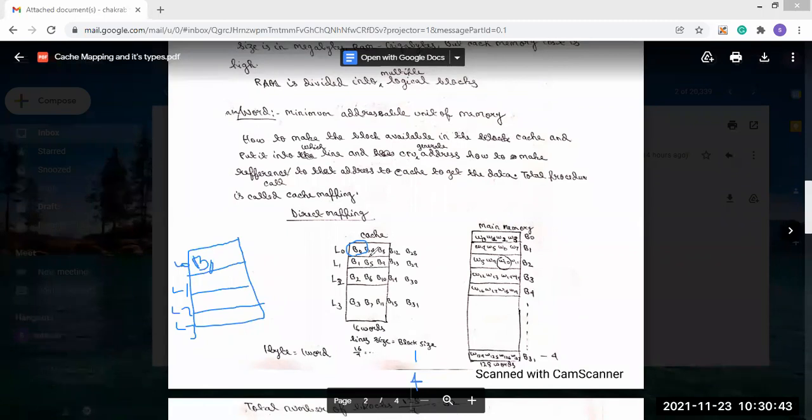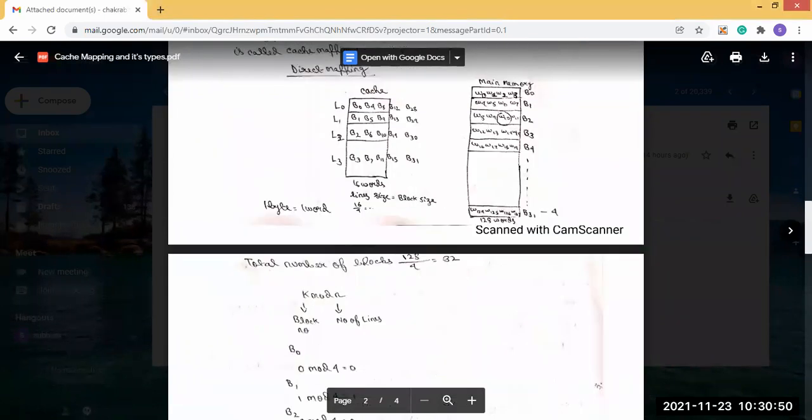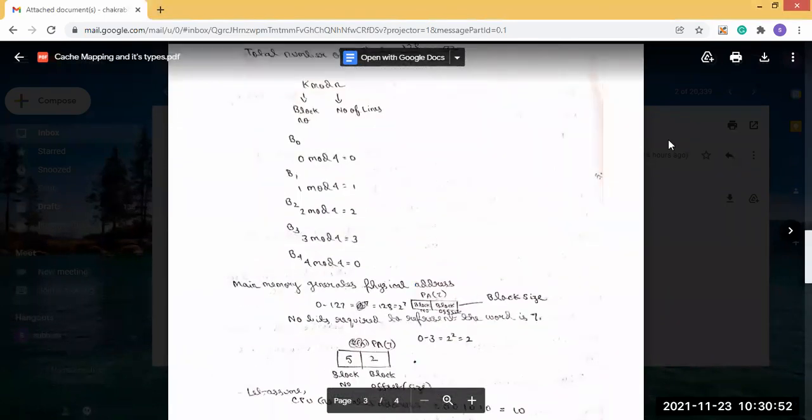Okay, so this is our direct mapping. Now we will see how the CPU will generate an address. Main memory generates the physical address.